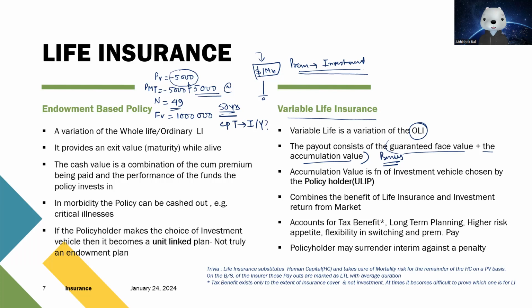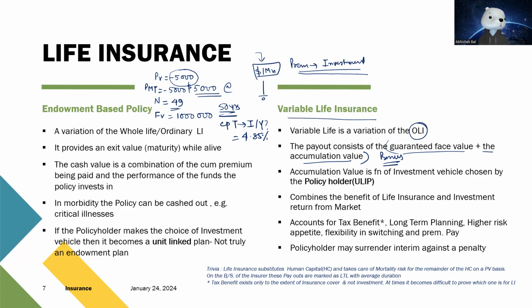I'm doing the same math at my end. So the I/Y comes out to be 4.85%. That means this is the crediting rate. What does this mean? This means that if the policyholder deposits a premium of 5,000 US dollars for the next 50 years, and he's guaranteed a payout of $1 million upon his death in the ordinary life insurance policy, the crediting rate happens to be 4.85%.